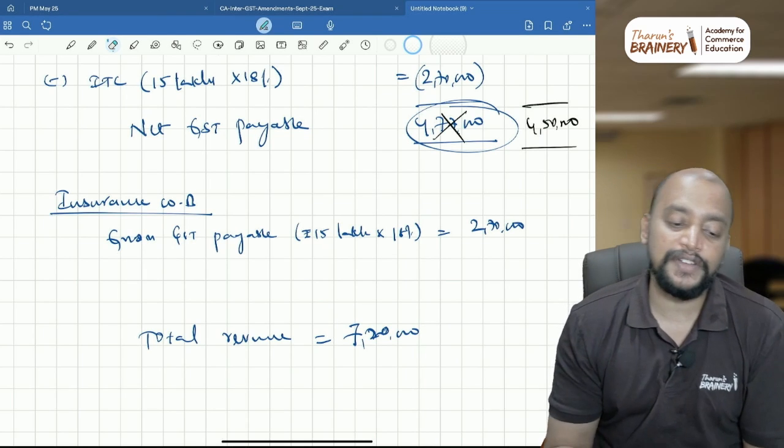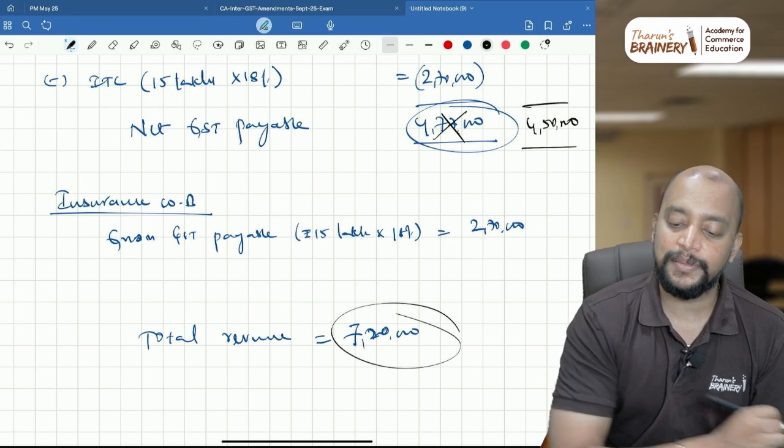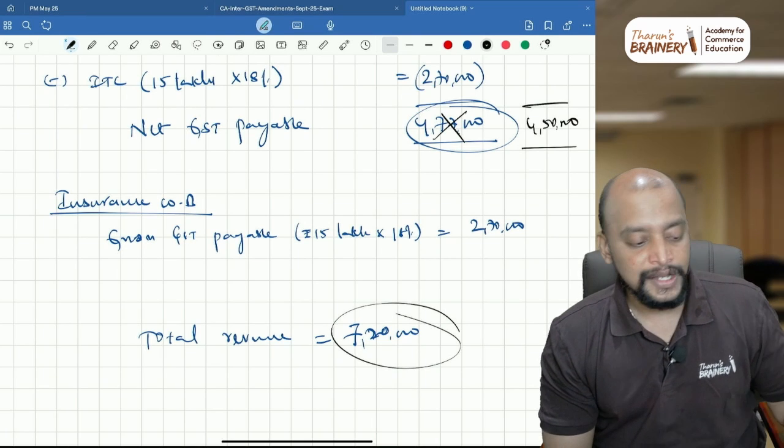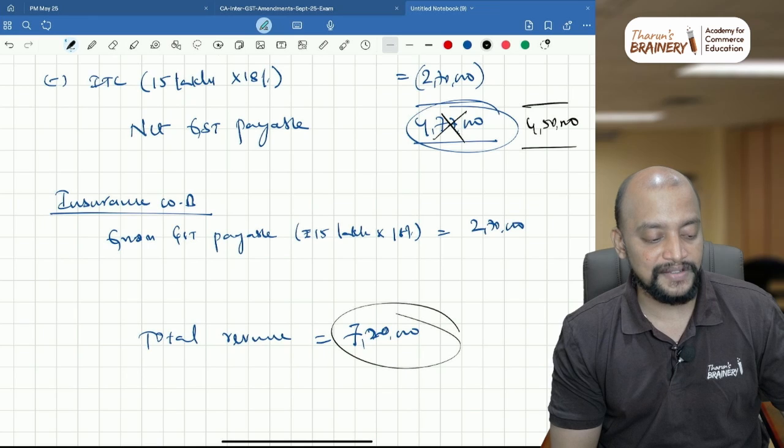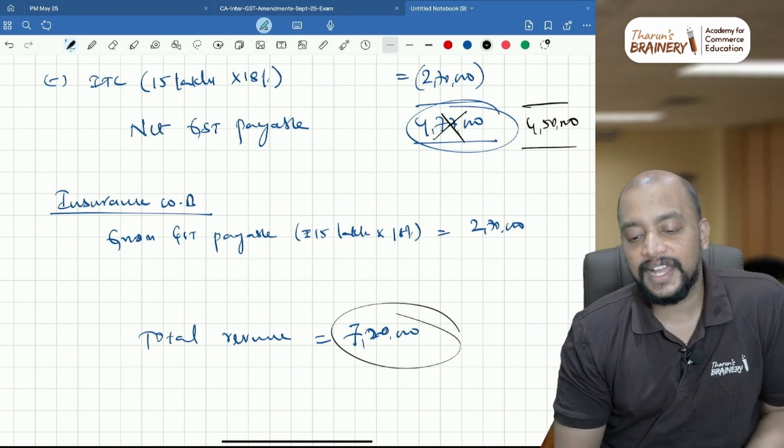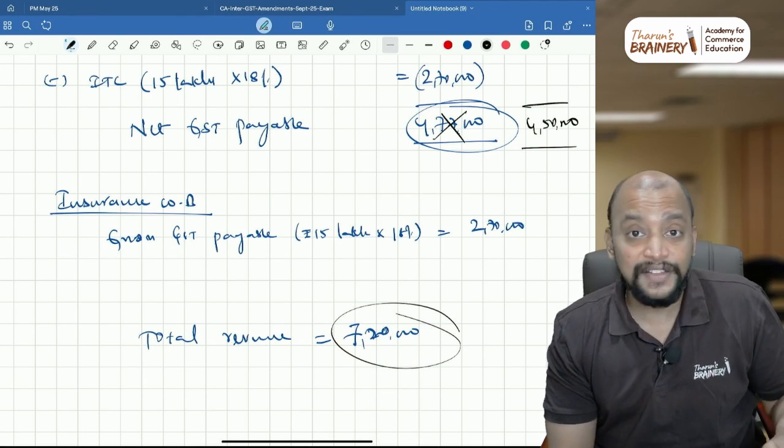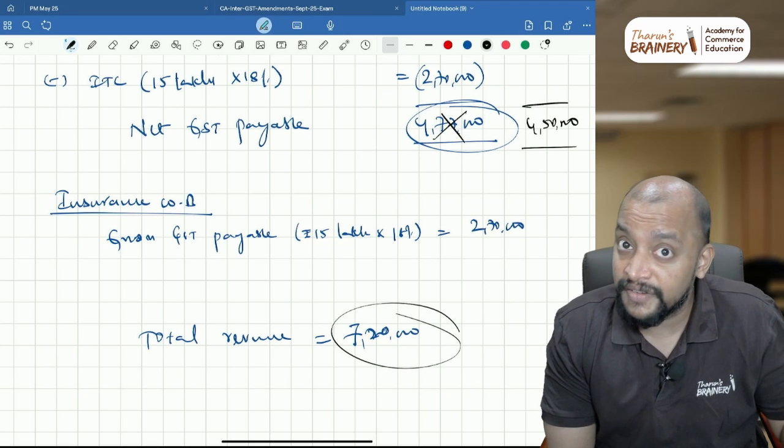Now what is the total revenue to the government? The total revenue to the government is 7,20,000 only. So 4,50,000 plus 2,70,000 comes to 7,20,000. There is no change in the revenue to government. So what is excluded from supply?